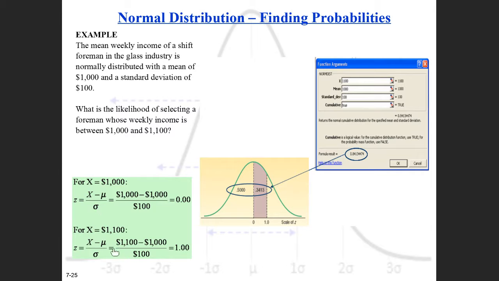So for somebody who earns 1,100, 1,100 minus 1,000 divided by 100 equals 1. And a z-score of 1 is representative of what? What does a z-score of 1 equal? Anyone? Correct. 1 standard deviation above the mean. Try to get into using that language. Okay?